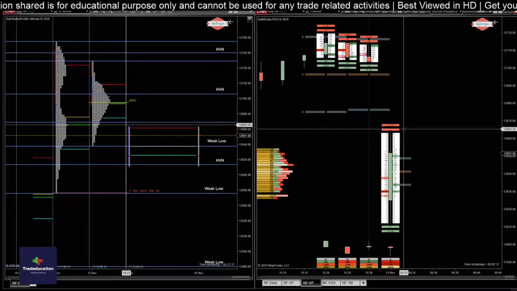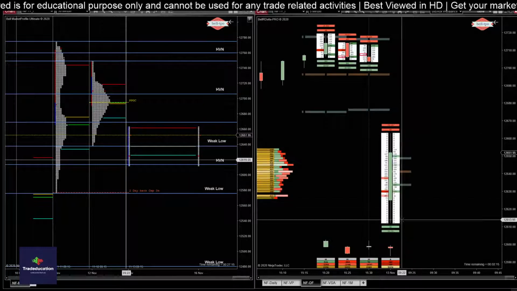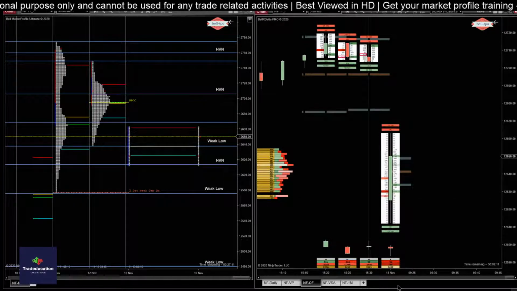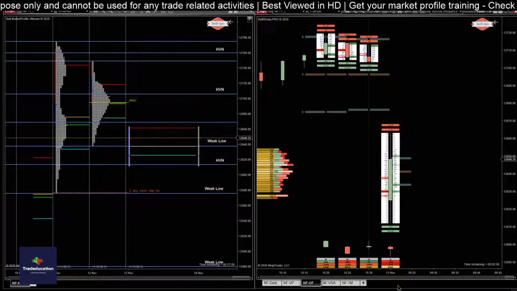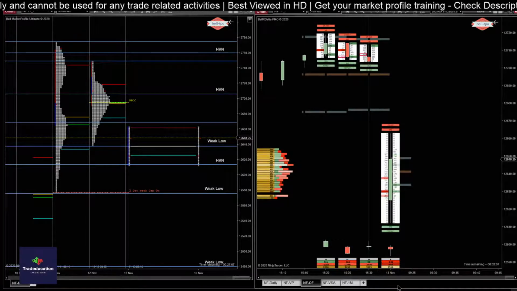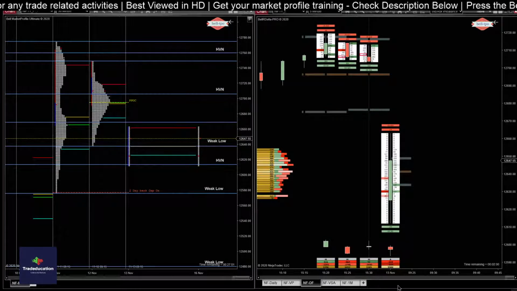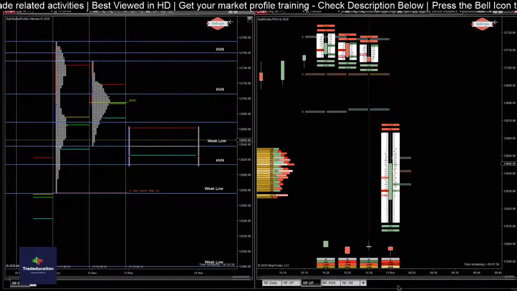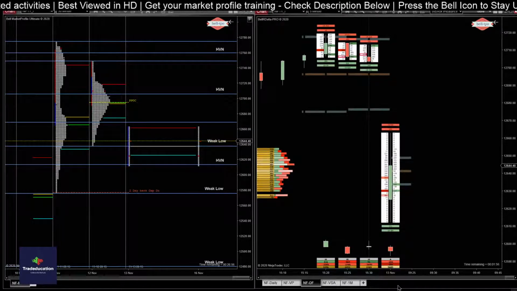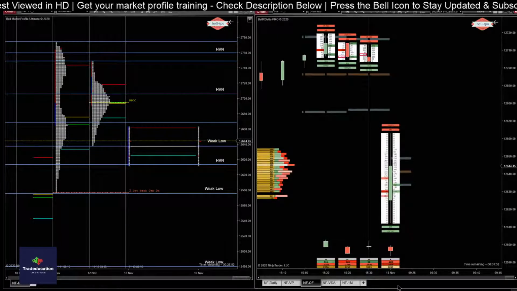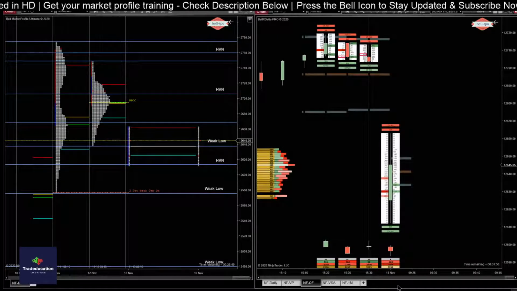Both the high and low from the order flow chart have unfinished auctions, so we might be seeing some bounce back around VWAP.